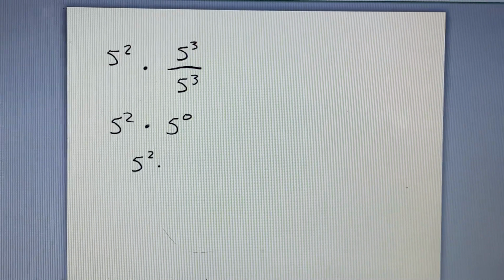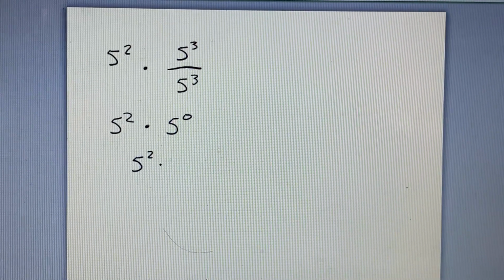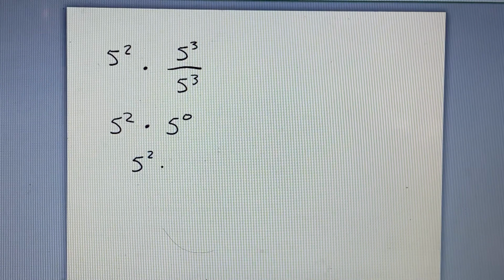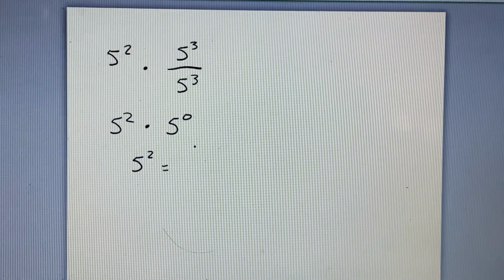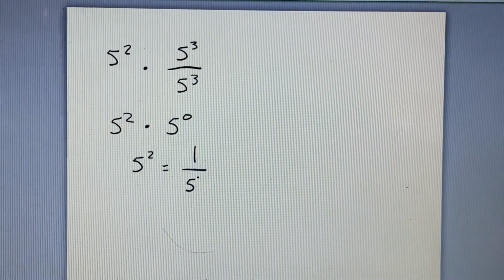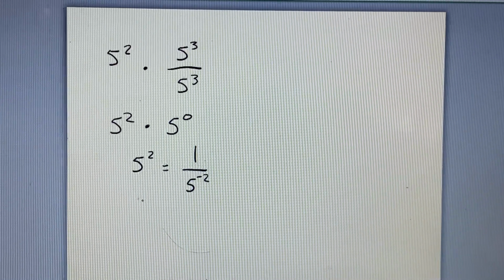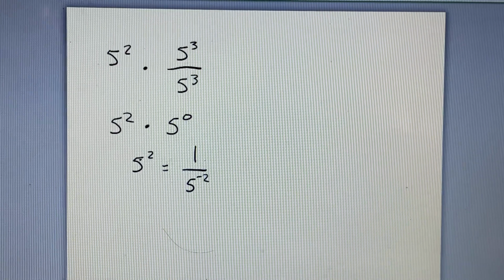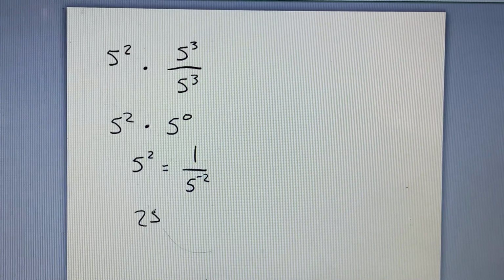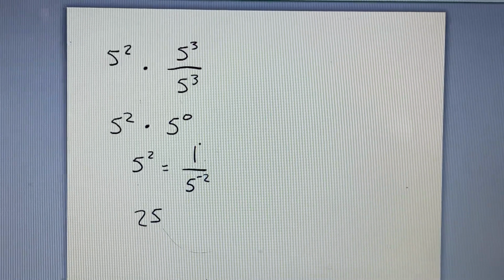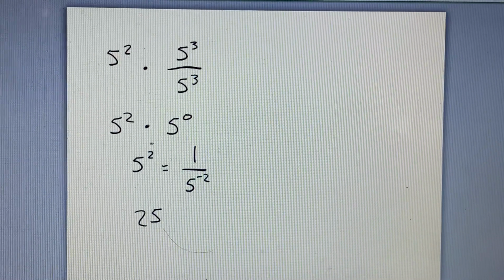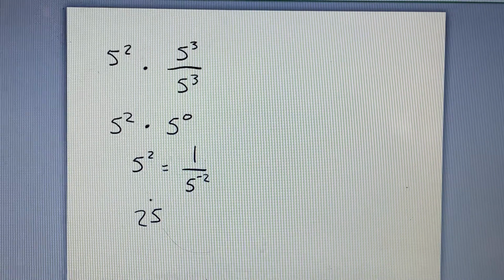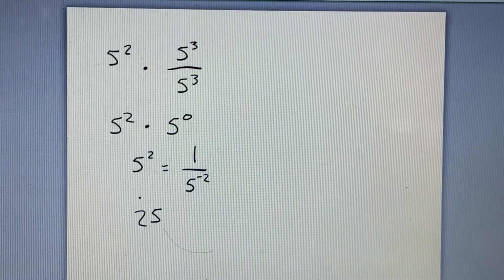5 squared, which I'm going to write a couple different ways. All right, so again, if I was writing this as a negative exponent, I could write it as 1 over 5 to the negative 2nd. And if they said evaluate it, 5 squared is simply 25. Evaluate or simplify. Again, this is expressing my answer as an exponent, and in this case, a negative exponent. This is expressing my answer as an exponent, and this is evaluating or simplifying.